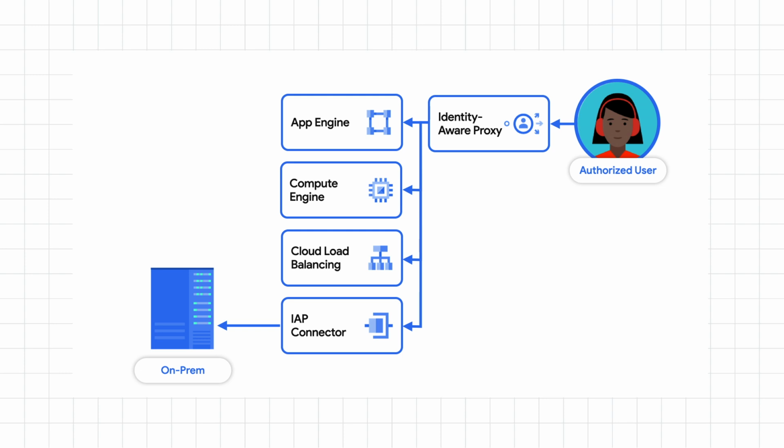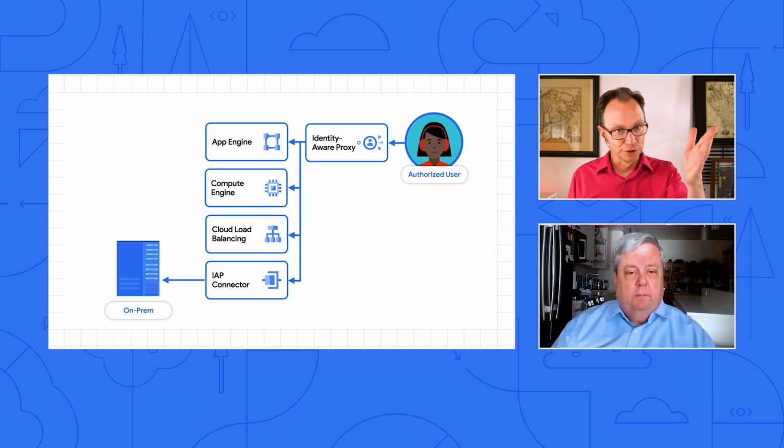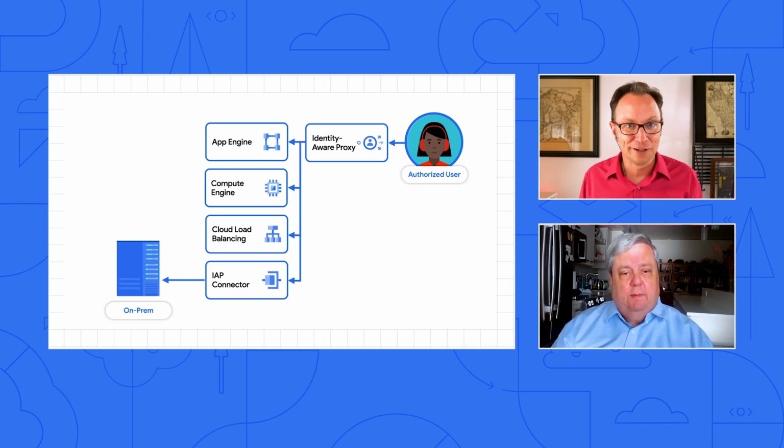But it also can protect stuff on the company's own premises using something called IAP Connector. That's going to require some extra network configuration to route the requests from IAP back onto the company's own premises. But once it's set up, then it's configured for access just like any of the other things behind IAP. All of this is straightforward. Okay, it looks pretty straightforward here in slide form.